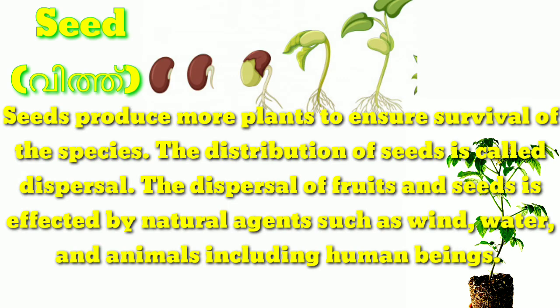Seeds. Seeds produce more plants to ensure survival of the species. The dispersal of the fruits and seeds is affected by natural agents such as wind, water and animals including human beings.